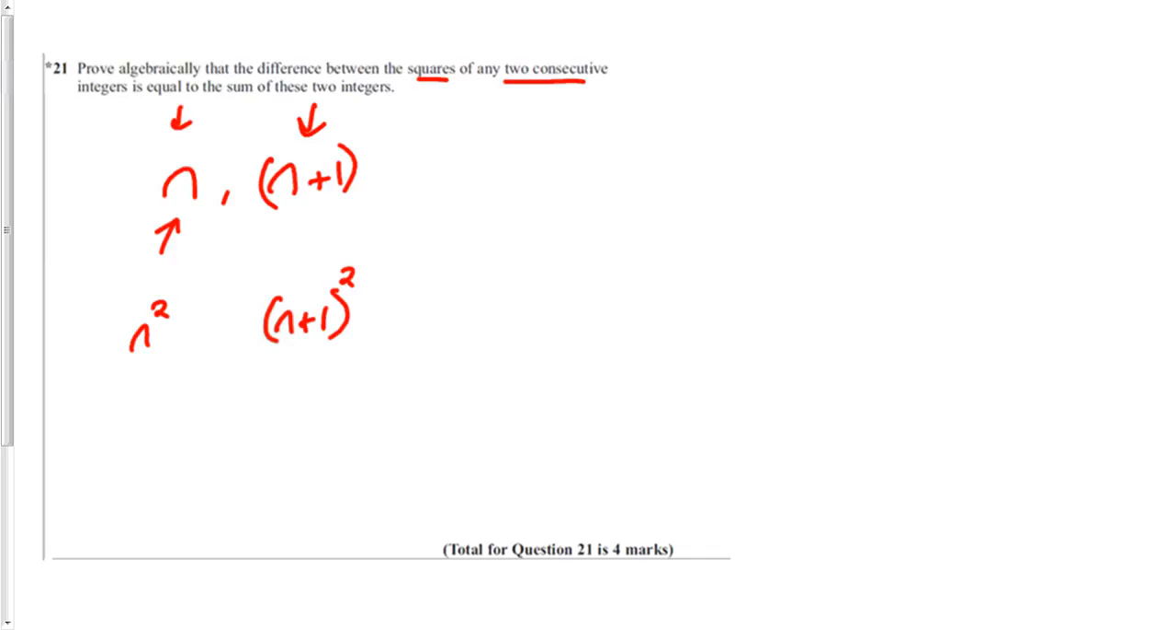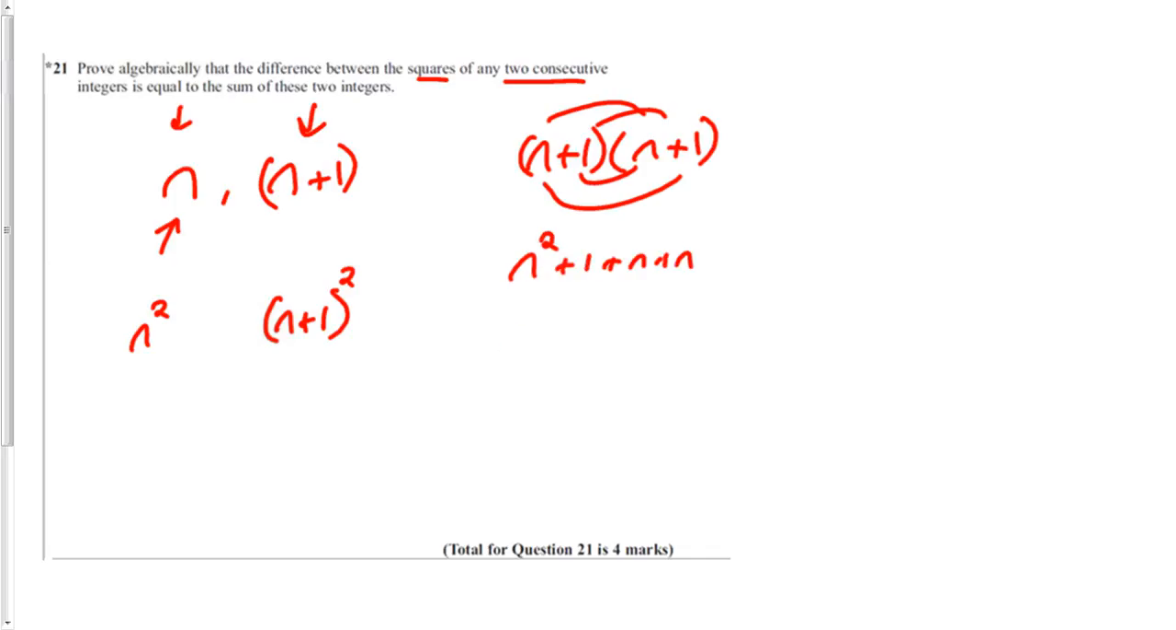First of all, let's figure that out. If you've ever got a bracket squared, then you write it out twice. So n plus 1 times n plus 1. If you use a smiley face or whichever method you want for that one, you end up getting n squared plus 1 plus n, which simplifies down to n squared plus 2n plus 1. Now, what we were asked to do is work out the difference between these two. The second one squared is n squared plus 2n plus 1, and the first one squared was n squared.